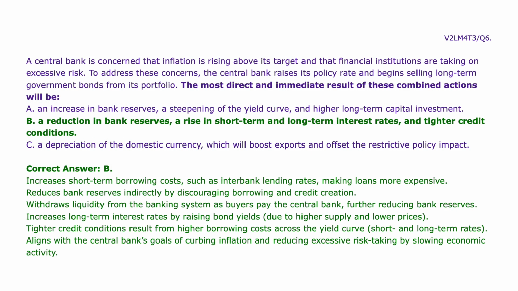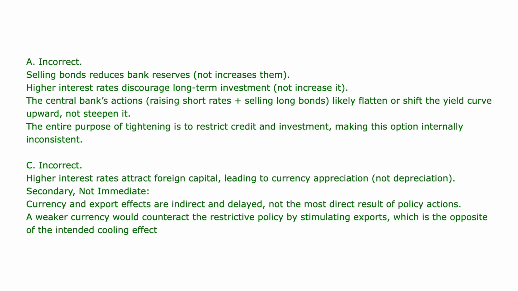Raising the policy rate and selling long-term bonds both withdraw liquidity. This reduces bank reserves, raises short and long-term interest rates, and tightens credit conditions, directly addressing inflation and excessive risk-taking. A. Wrong because selling bonds reduces, not increases, reserves and higher rates discourage investment rather than boost it. C. Wrong because higher rates attract foreign capital, leading to currency appreciation, not depreciation. Currency effects are secondary, not the immediate outcome.